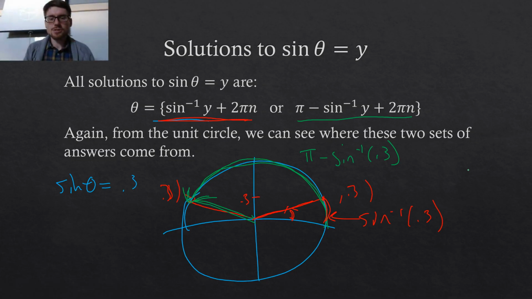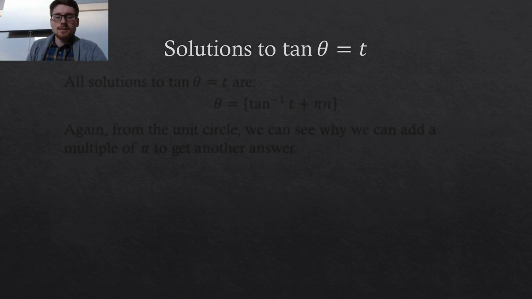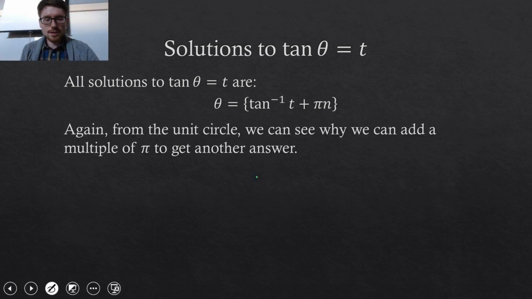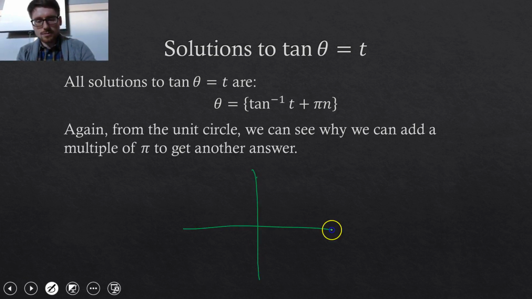Lastly, let's look at solutions to tan theta. It's our last one. Tan theta is simpler, thankfully. Tan theta, the angles are just going to be inverse tangents plus any multiple of pi. So we'll see why this is the case. But inverse tangent gives us the generating answer, and then tangent repeats every pi, so we just need to add on pi to get the next one. So let's draw the unit circle to see why this is true.